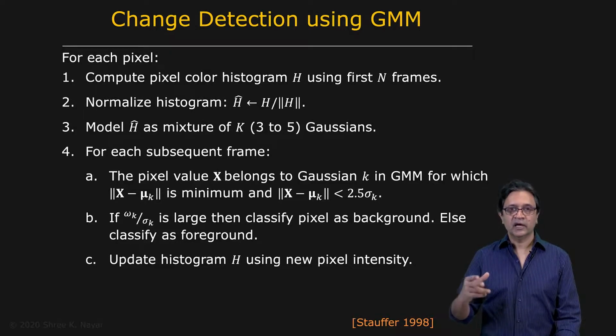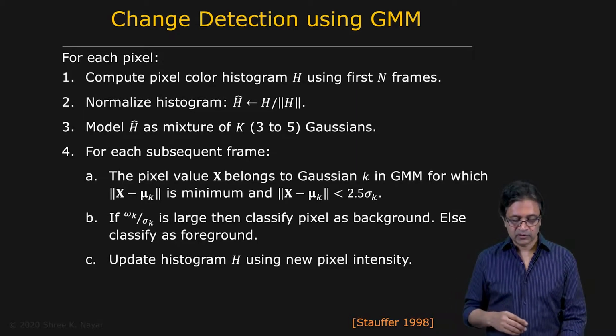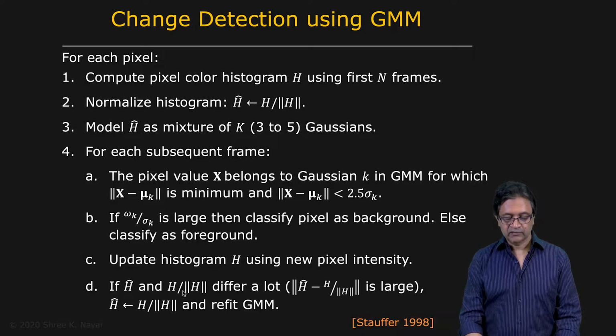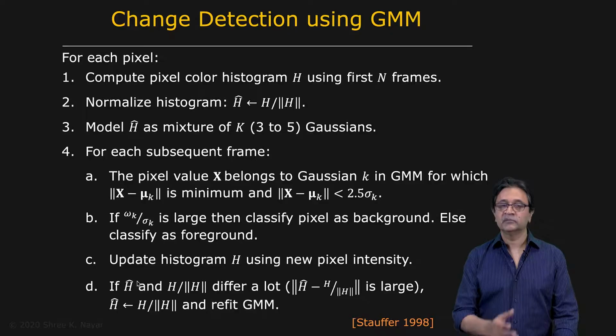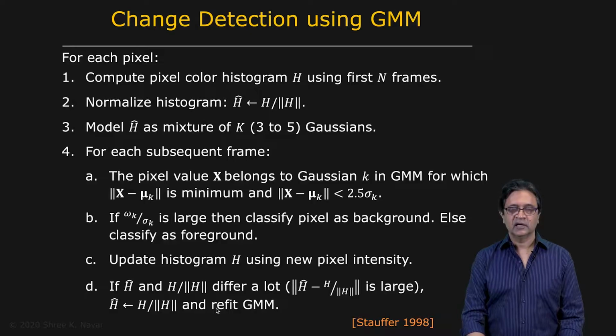So we don't want to do this for every frame. That is, we'd be recomputing Gaussian mixture models at perhaps millions of pixels for each frame. That would be just onerous, computationally too intensive. So what we do is we simply update the histogram for that pixel, H. And then we find H divided by the magnitude of H, so that's your normalized histogram right here. If the normalized histogram differs from the current histogram that we have substantially, if that difference is large, then we would replace the histogram with the new histogram and refit a Gaussian mixture model.